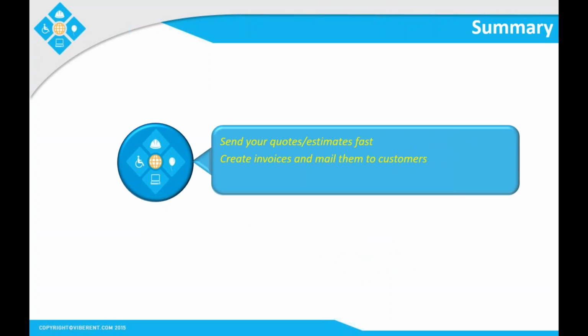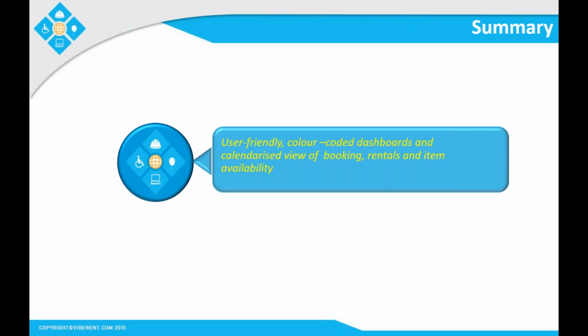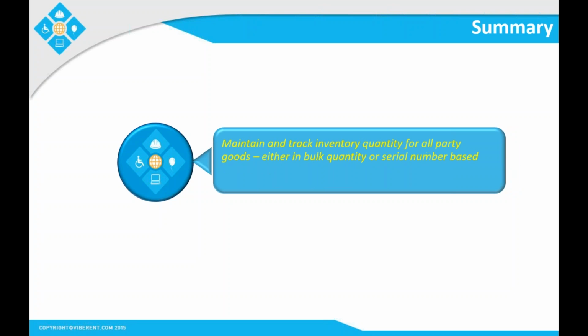You can send your quotes and estimates fast. Even when you're at a customer side, using an iPhone or a tablet device, you can raise a quote and get the customer to sign off immediately. There's a user-friendly dashboard and calendarized view so you can easily identify what is going on, what's coming back, etc. Keep your equipment in tip-top shape using the repair and maintenance module, and you can maintain and track everything in one inventory.